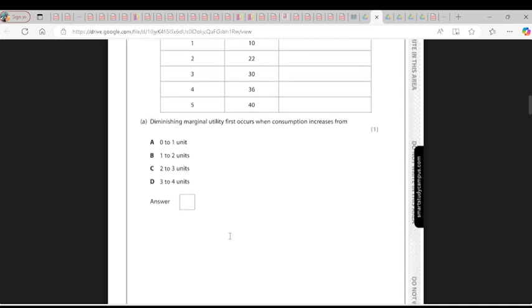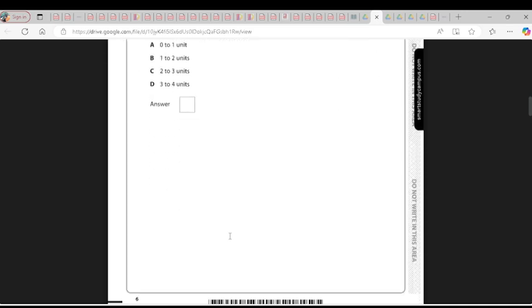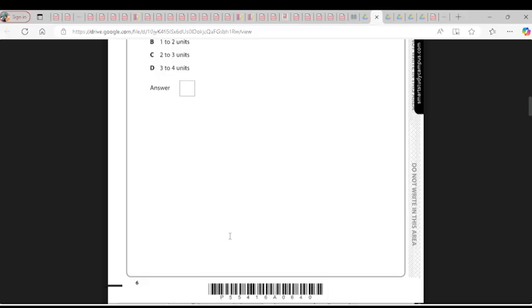So you have to define marginal utility, which I did here. Then there's diminishing marginal utility. The diminishing marginal utility first occurs when the consumption of bottled water increases from 2 to 3. I think that is clear. And I said the satisfaction derived from taking extra bottles starts diminishing from 12 to 8. I think that is clear.